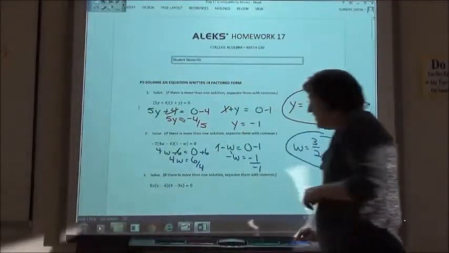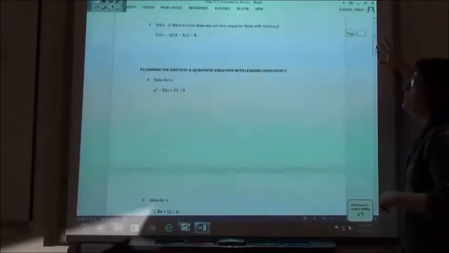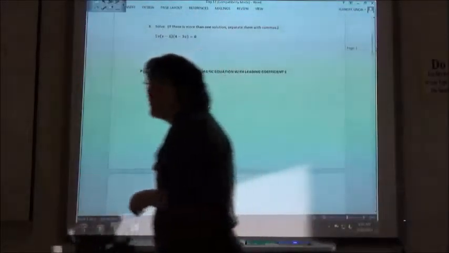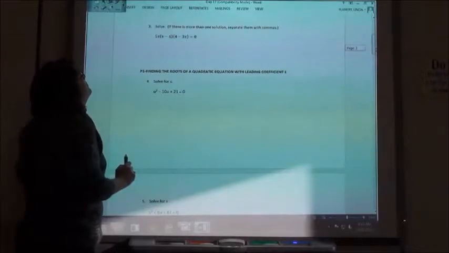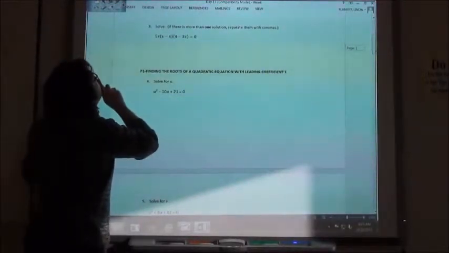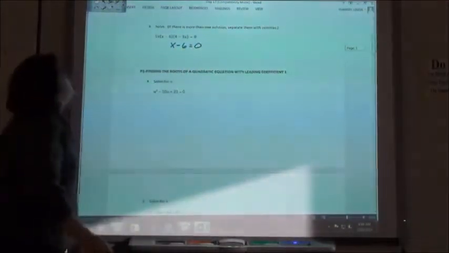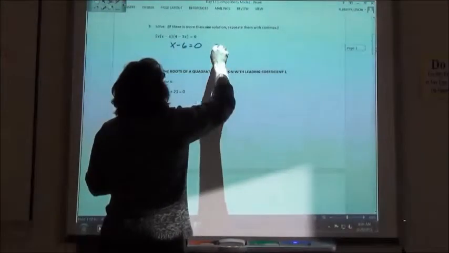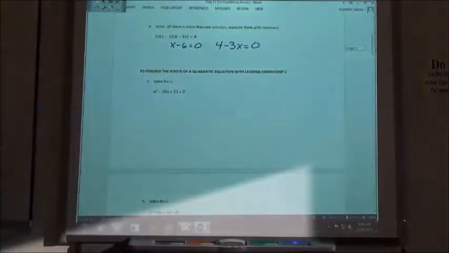So on the third one, this one we're going to have 3 answers because there's 3 x's in that problem. So we're going to do 3 problems. What do you think our 3 problems are going to be? It's going to be x minus 6 equals 0. That's one of our problems. And then 4 minus 3x equals 0. That's another one of our problems.